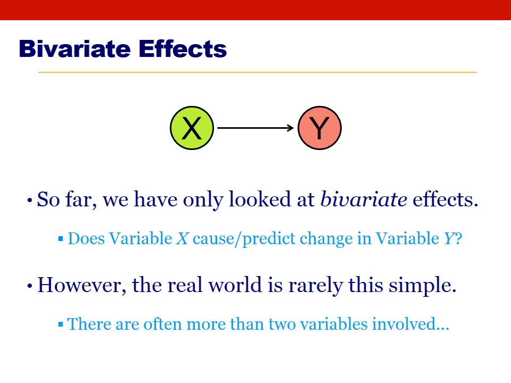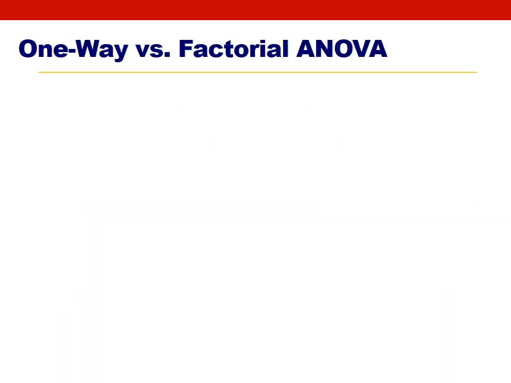In the real world, however, things are usually not that simple. We can't really go around looking at variables 2 at a time because there's a lot of variables simultaneously influencing each other all the time. So what this test is going to allow us to do is add in a 3rd variable and study relationships and effects that are a little more complicated than what we've been able to do so far.